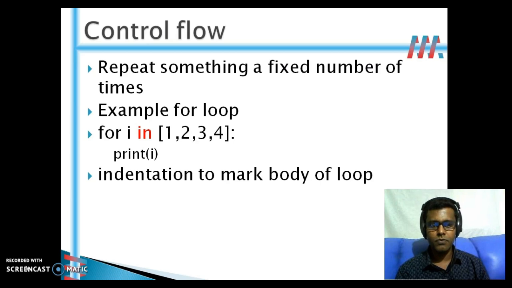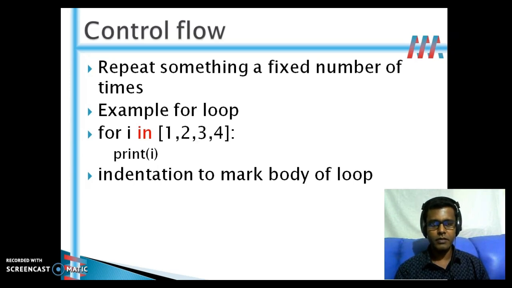The example for loop is given here. There is a keyword called for, then a variable I, then a keyword called in, then a set of numbers, 1, 2, 3, 4, enclosed in square brackets. This set of numbers is called a list. Then you have a colon. After that, in the second line, you have the set of statements which is going to be repeated inside the for loop.